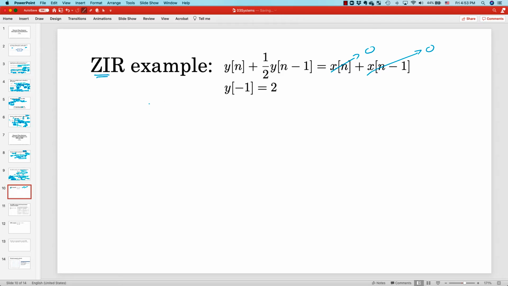So again, we're going to try y of n is some constant times a constant to the n, and if that's true, if I plug that into the homogeneous solution equation here, I get c times r to the n plus 1/2 c times r, what is it shifted, n minus 1, that has to be 0. Now I can factor out a c r to the n minus 1, and I get 1 times r plus 1/2 equals 0.